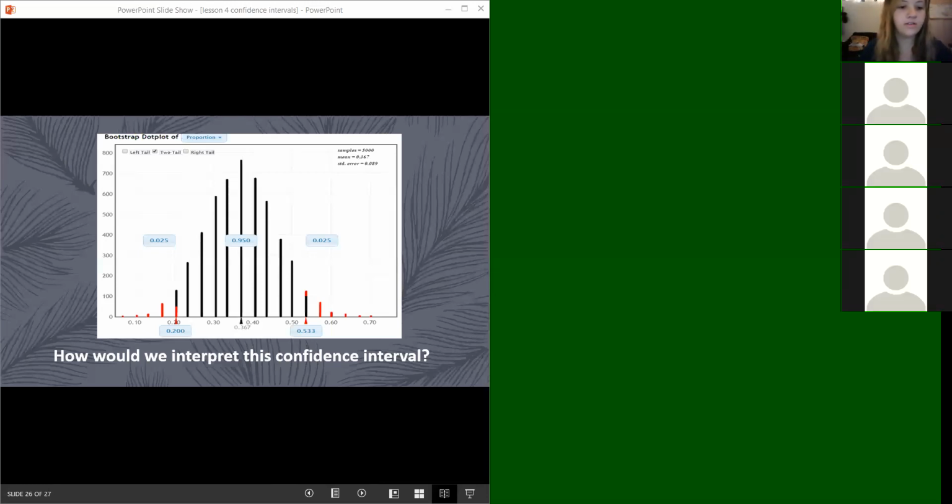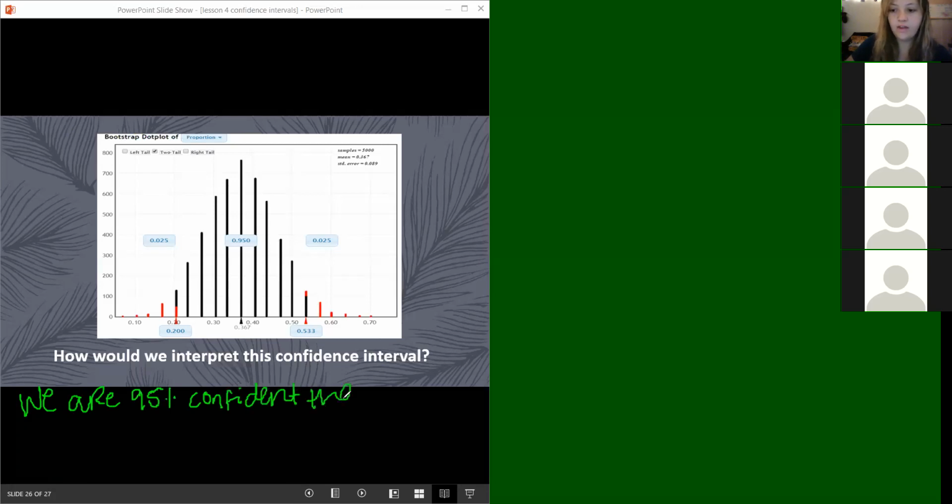Okay, let's go over this one. Remember that we always start out, I'm picking a new color, I'm sick of this yellow. We always start out, we are 95% confident that, and now is when we put in what population we're looking at. Are we looking at a population mean or proportion? Up here, it says proportion. Also, you can tell because these are between 0 and 1, so that makes sense.